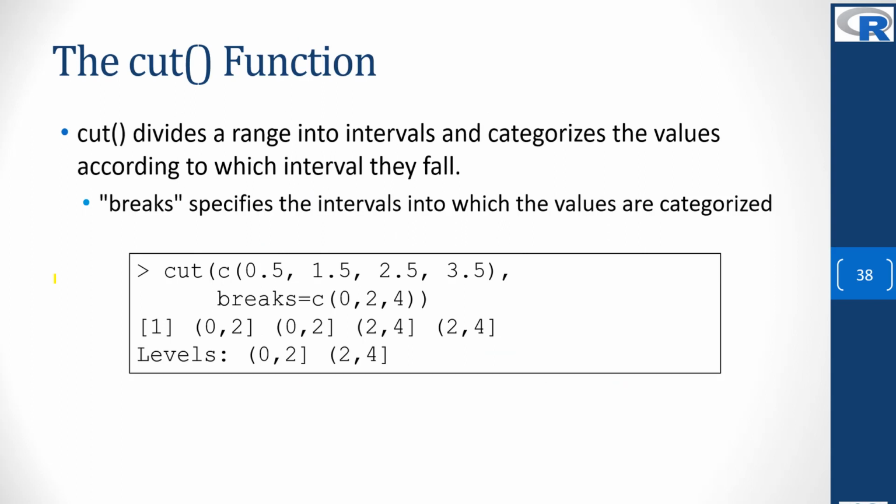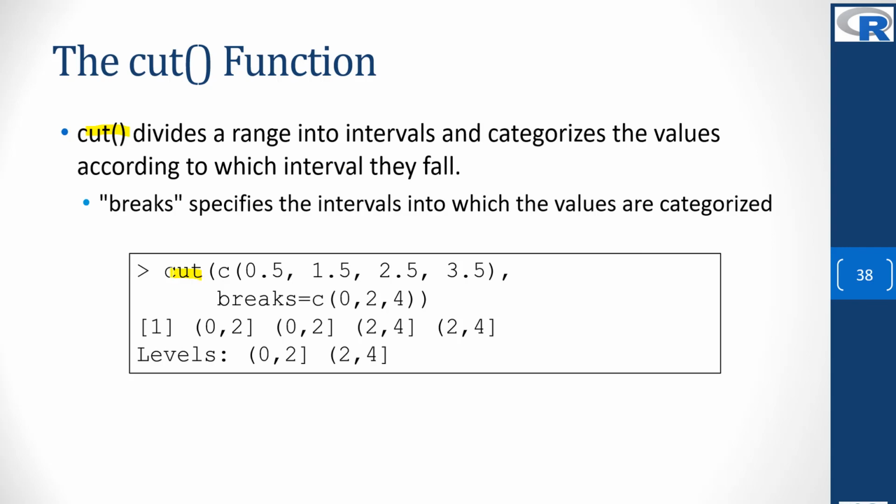Now another way we might want to create categorical data is to actually categorize numeric data. If we have a range of values, we can organize them into specific intervals and then categorize those intervals. We do this using the cut function. The cut function will break the range into the intervals as we specify them, and then it'll do the categorization for us into those intervals.